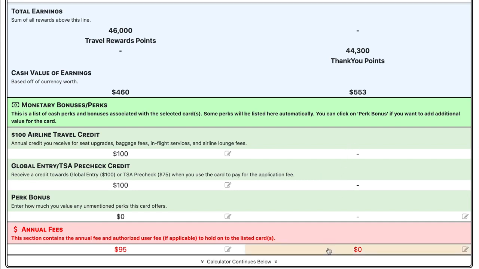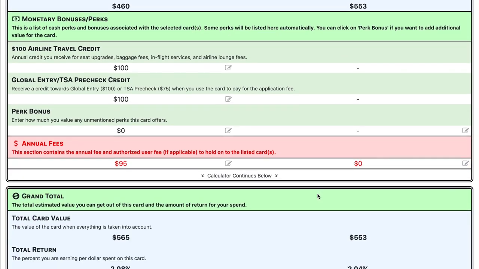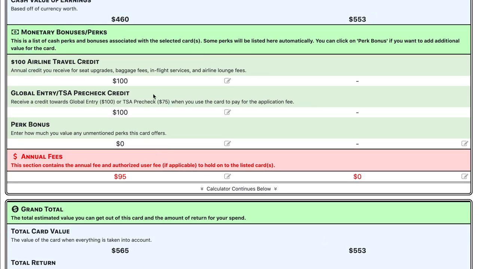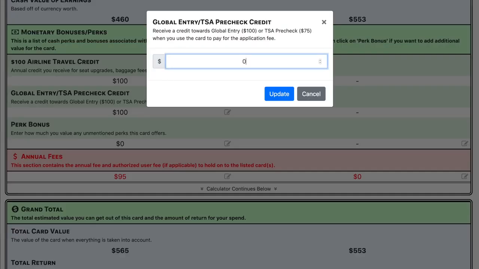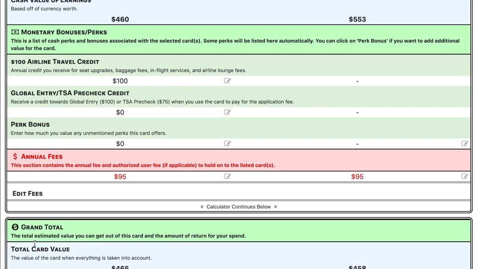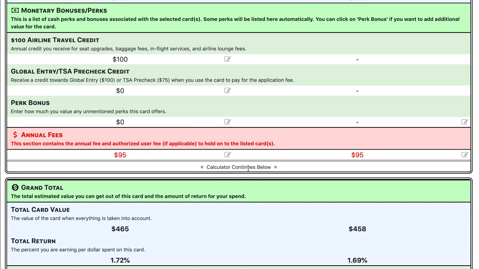Scrolling down here, you will see that the Premier card does not have any monetary bonuses or perks, but it does have an annual fee, but it does not kick in into the second year. So looking at first year value, we're looking at a 2% return versus a slightly higher return, so 2.08 versus 2.04, so 565, 553, not a big difference there. So what about the second year? Second year, we'll assume you've used the Global Entry fee, and we will kick in the annual fee. And you are looking at 1.72 versus 1.69.